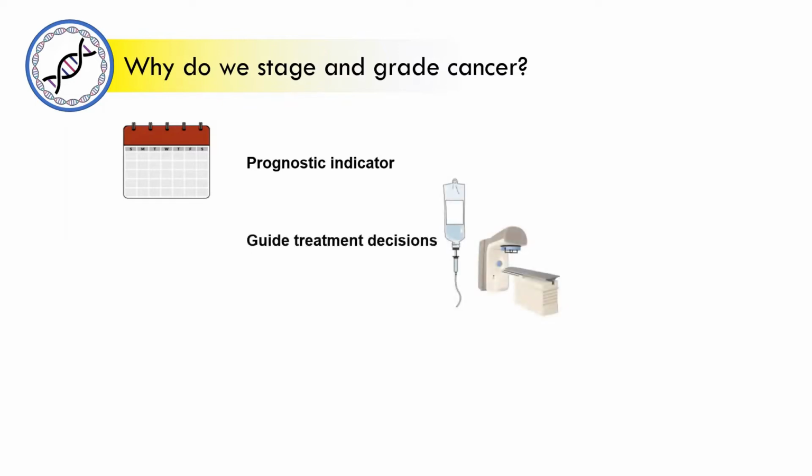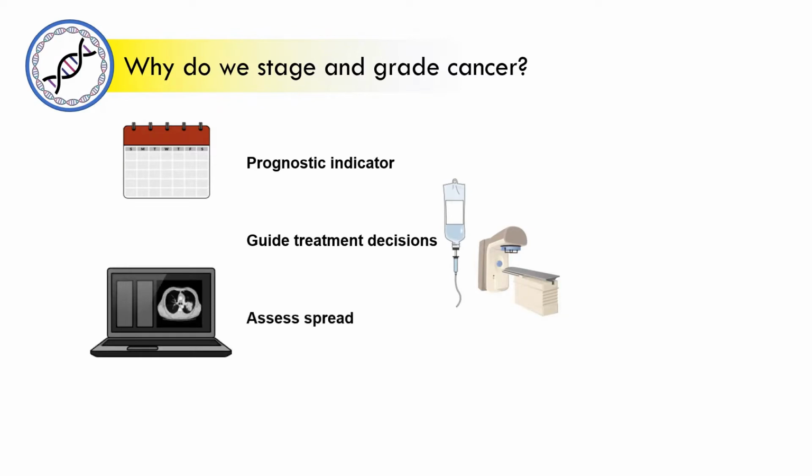To guide treatment decisions, cancers of the same type but at different stages can respond differently to treatment. Therefore, the stage and grade of cancer help dictate what intervention has the best chance of working and how aggressive the treatment plan needs to be.